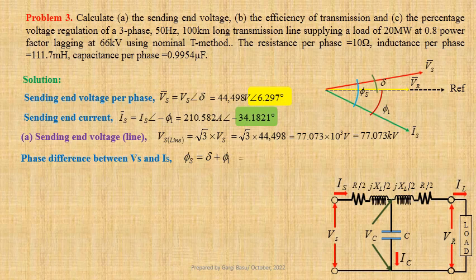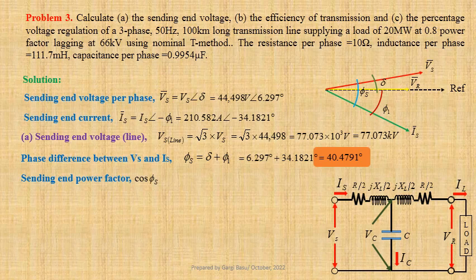Using values we get 6.297 degree plus 34.1821 degree. That gives us 40.4791 degree. Now we shall calculate sending end power factor. Cos phi s equals to cos of 40.4791 degree. That gives us 0.7606 lagging.